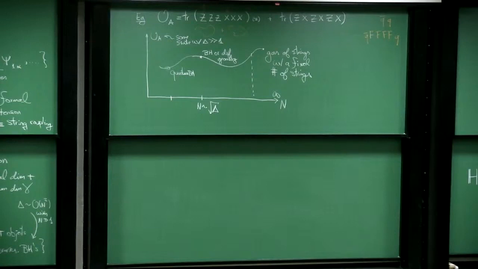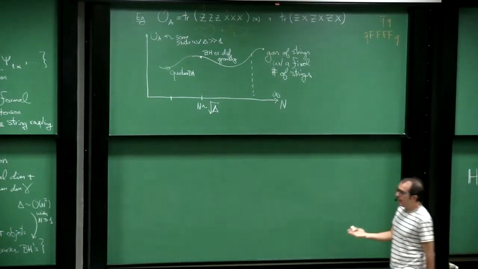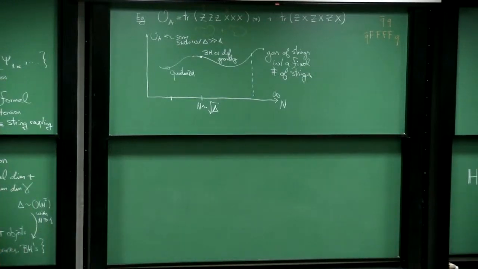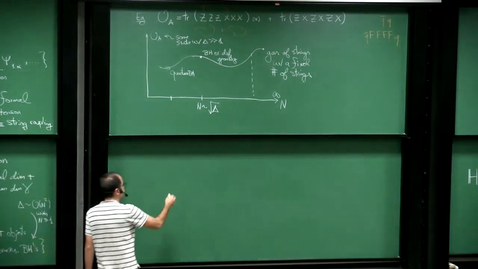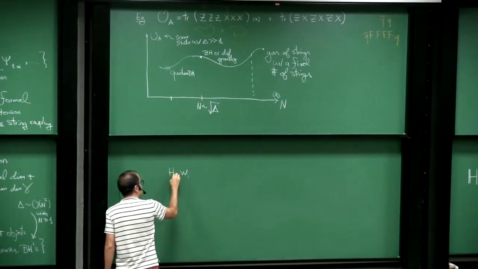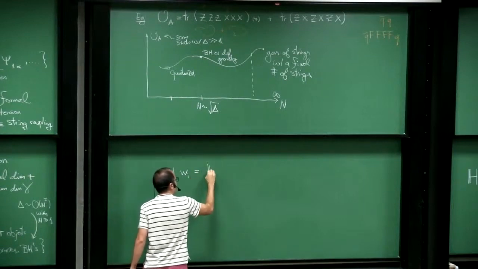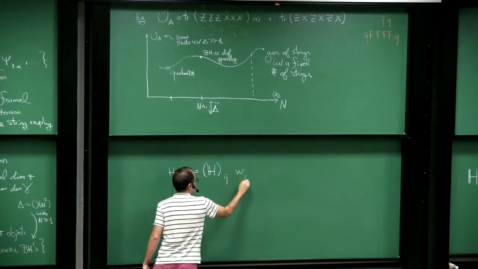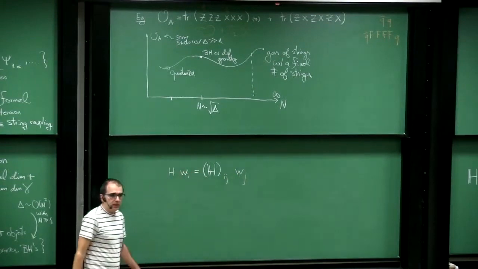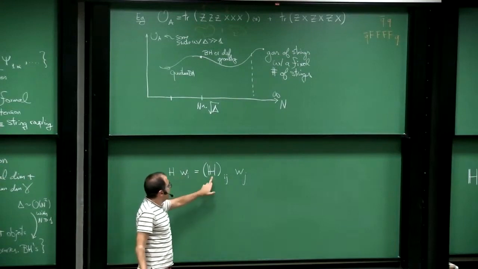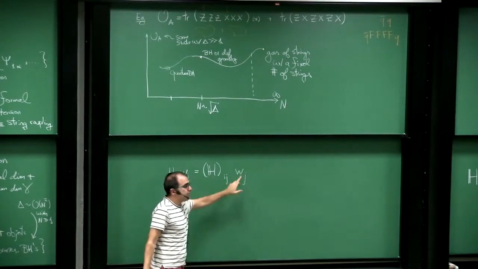Now, what are the columns and rows? This is a Hamiltonian whose eigenvalues give me the operators with good dimension. Namely, if I have some basis of local operators, Wi, I apply a dilatation, and I get a matrix H with elements ij times the basis elements Wj. So this is an operator that acts on these operators, giving me some matrix ij times the elements of the basis.